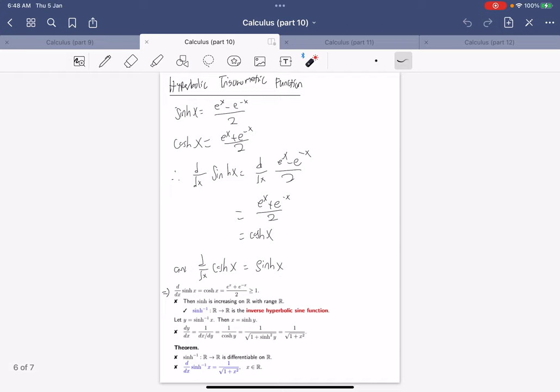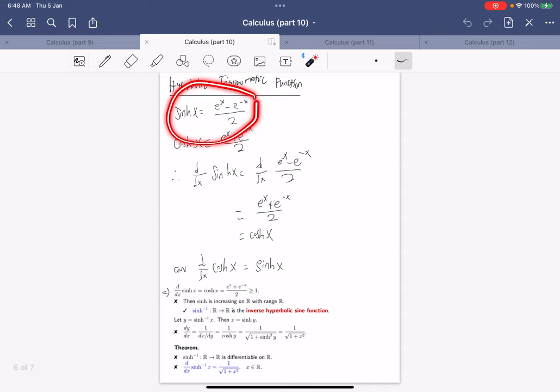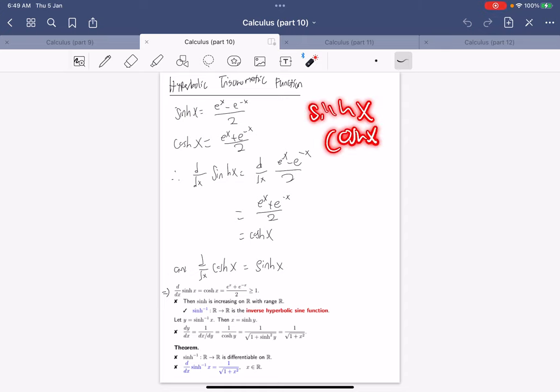And with this, we are able to build our understanding of hyperbolic trigonometric functions. And really what we want to show is that we are just defining more and more functions so that we have a greater dictionary of functions that we can integrate from. So the hyperbolic functions are known as sinh x and cosh x. And they're defined to be e to the x minus e to the power minus x over 2, and the other one is e to the x plus e to the power minus x over 2.